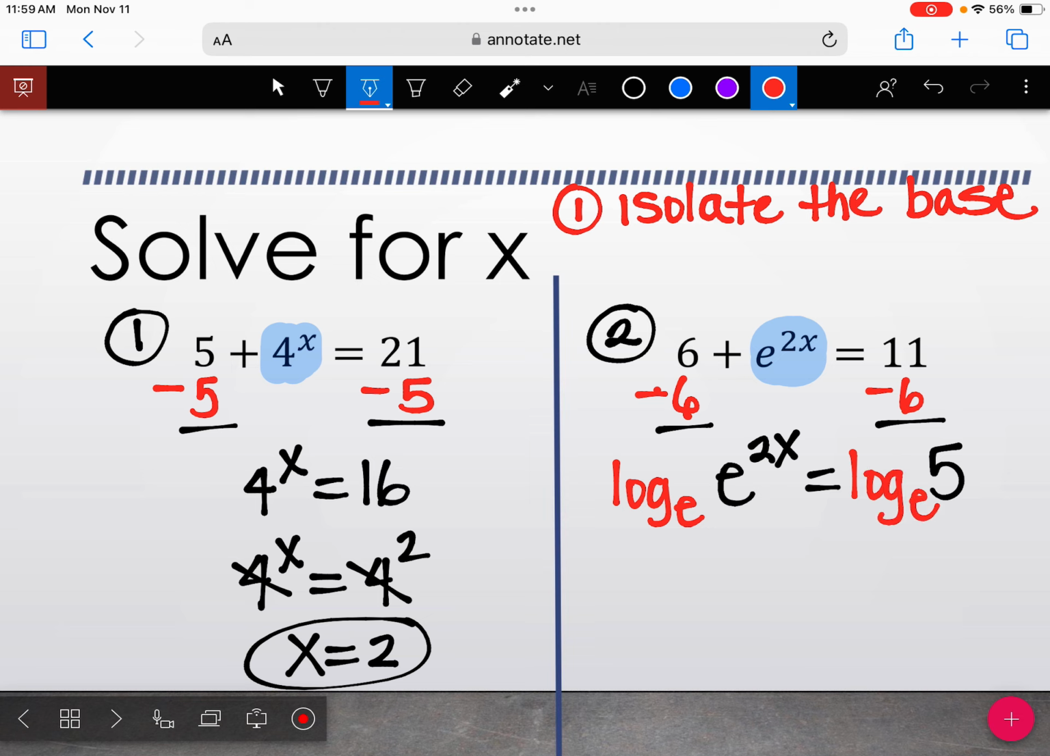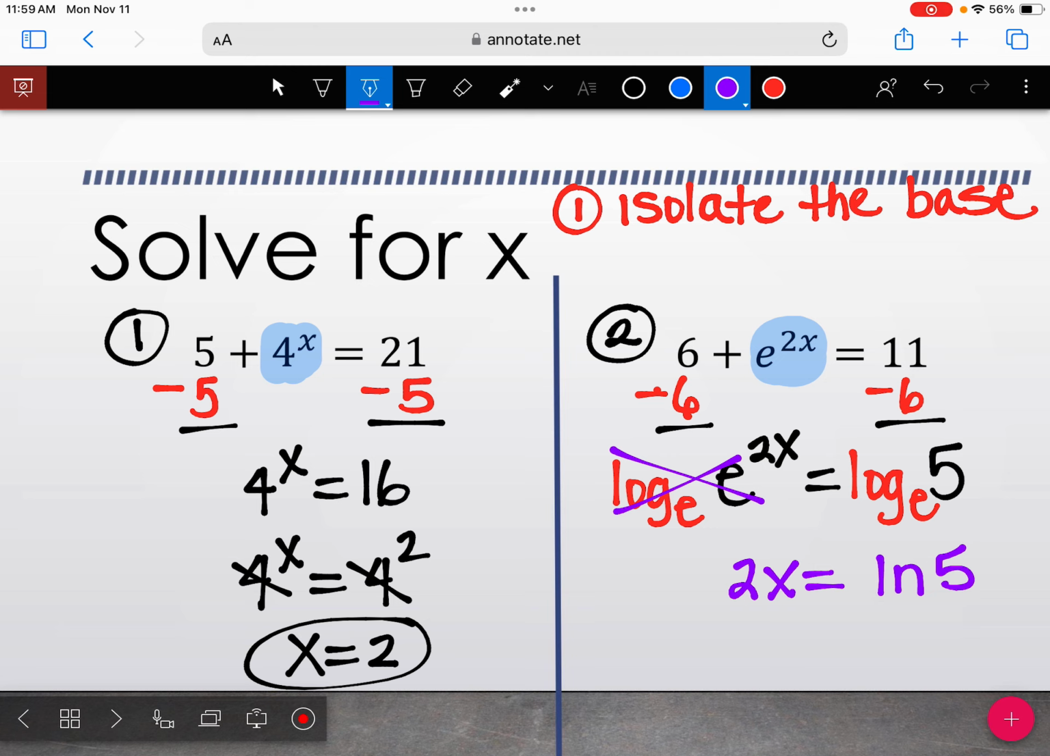So if I put in a log base E, which is the same as a natural log, I'm just writing it this way. Because going back to the Bell work, what did we say would happen if the base of the log matches the base of the exponent? It cancels. This whole thing would go away. And then you would have 2x equals the natural log of 5.